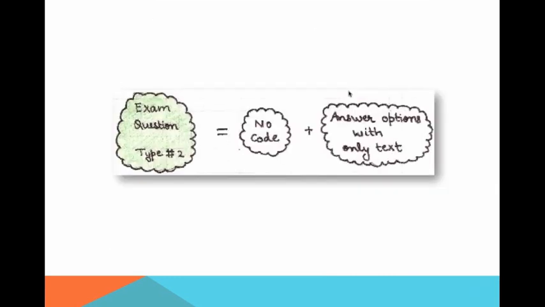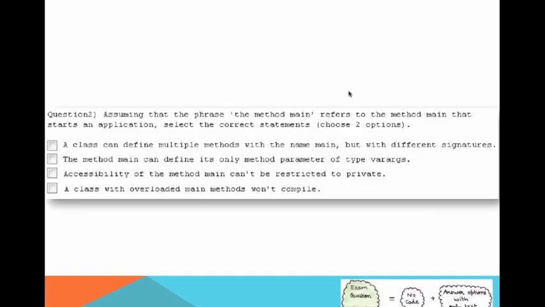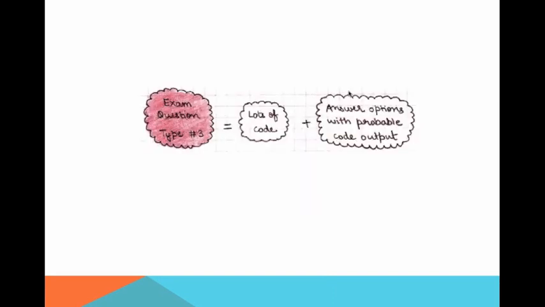Coming to the second type of exam question, this question doesn't have any code. You can only see answer options with text. Recall the topics that I specified at the beginning of the video. The options that you see in the question are related to that topic, but can you see the difference in how the question is framed? Great. So now coming to the third type of exam question.